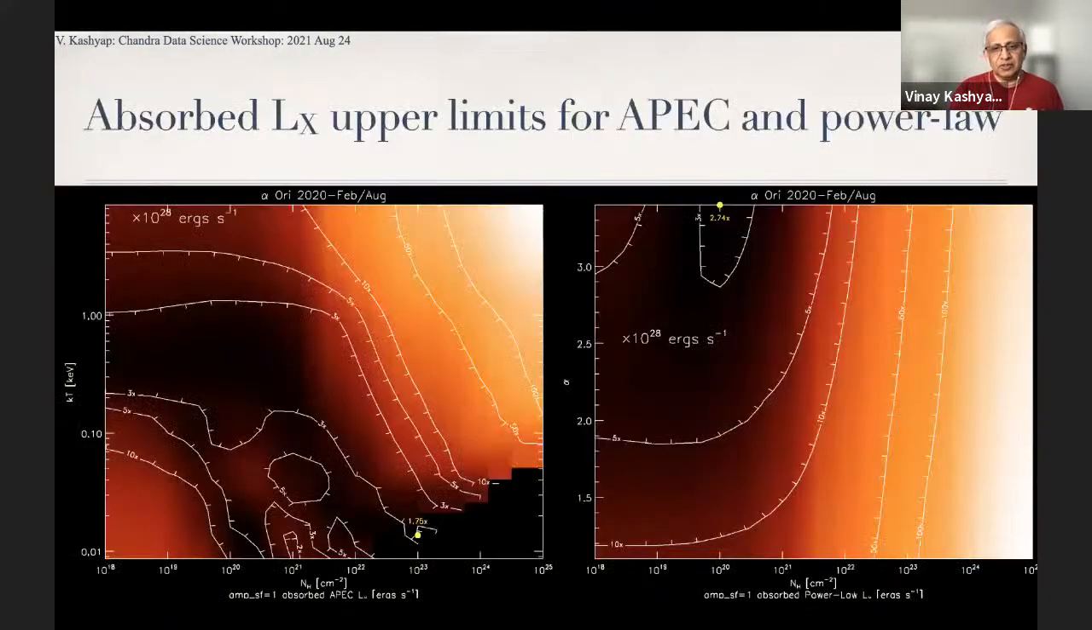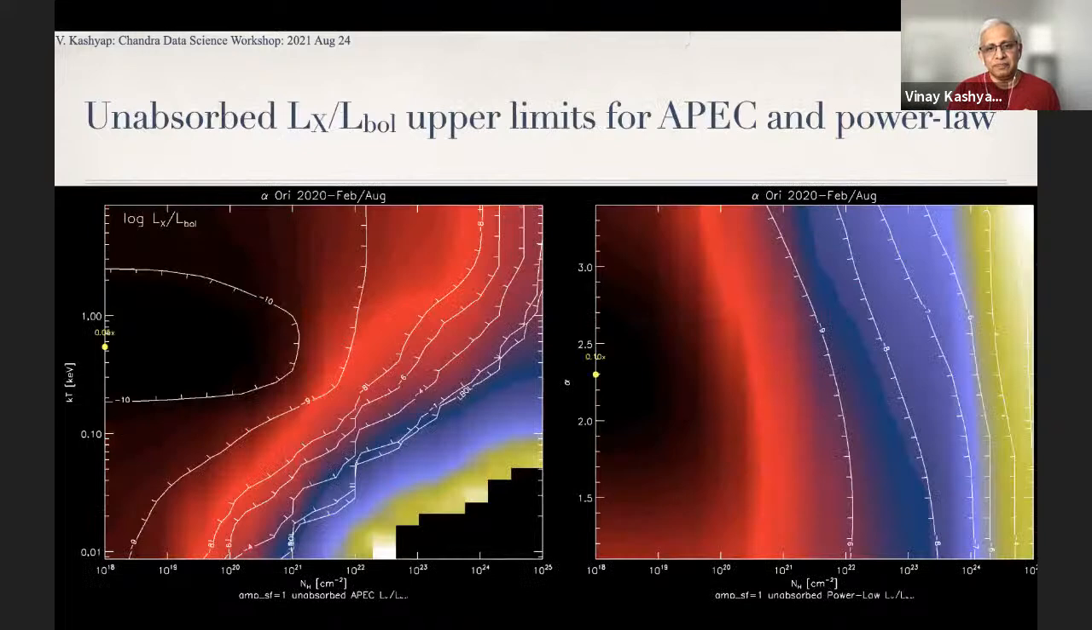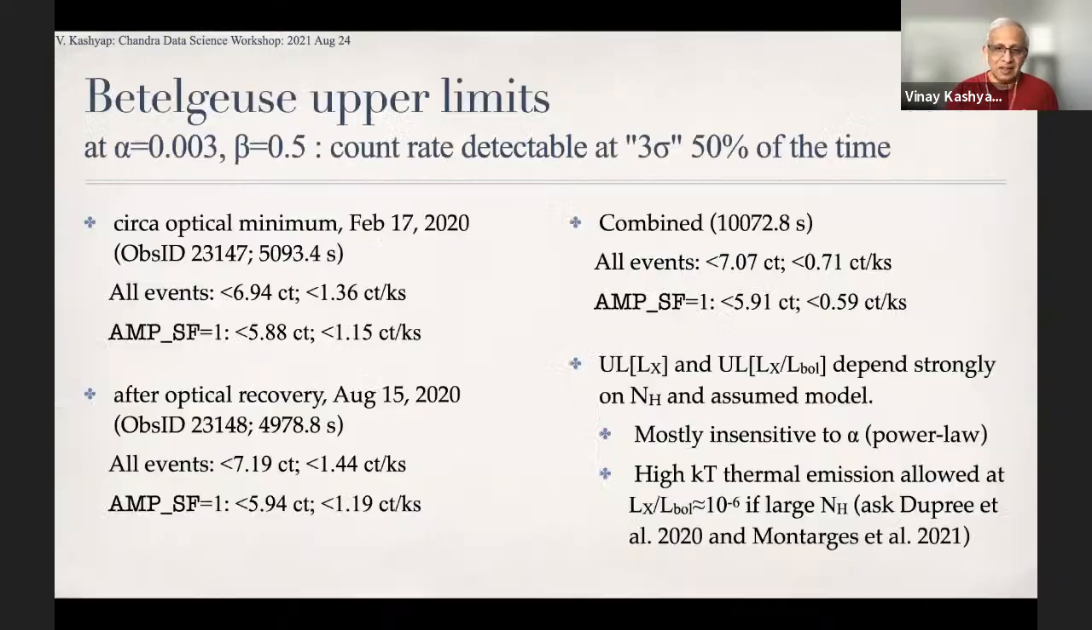You can convert that to actual, physically meaningful units, like X-ray luminosity for a given model. On the left, it's a thermal model, on the right, it's a power law. This is Lx by Lbol. And you can see, for instance, that if your model assumes you're expecting an Lx by Lbol of 10 to the minus 6, then anything to the left of this is forbidden from this analysis. That's my summary. Thank you very much.